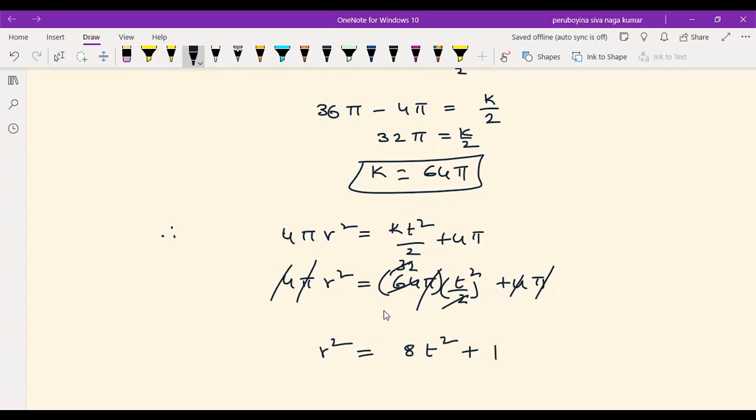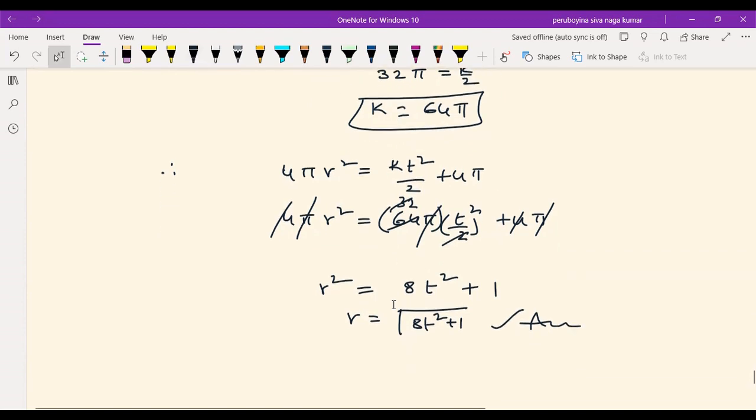Now what is r then? The r value is equal to the square root of 8t square plus 1. Now this is the answer for the question. He asked to calculate the radius at any time, find the radius at time t. So the radius at time t is the square root of 8t square plus 1. Okay.